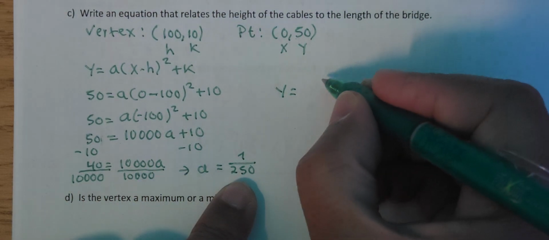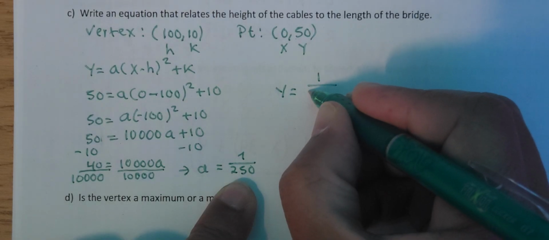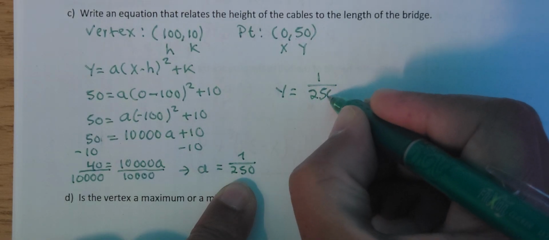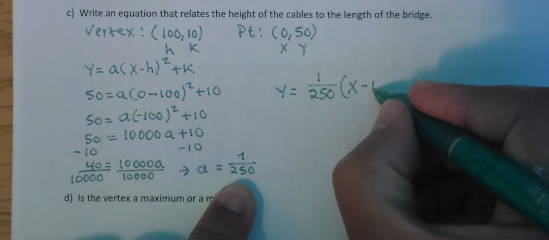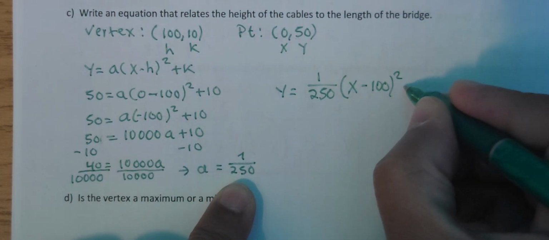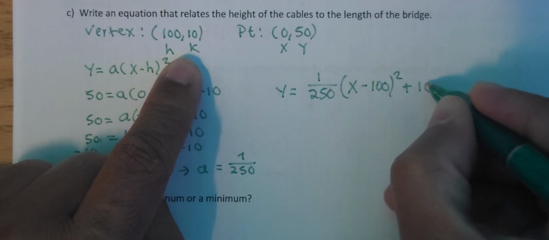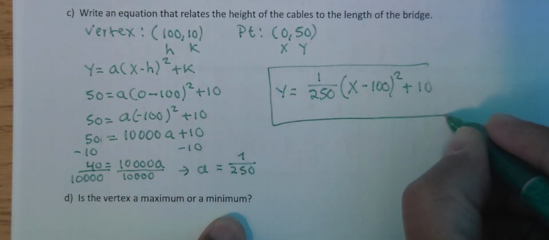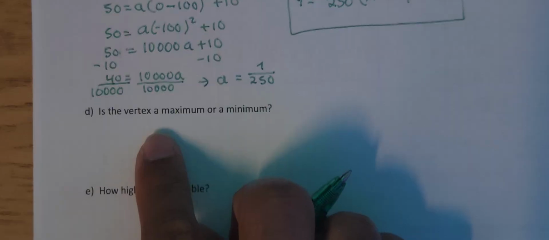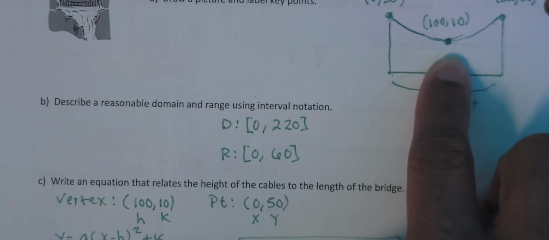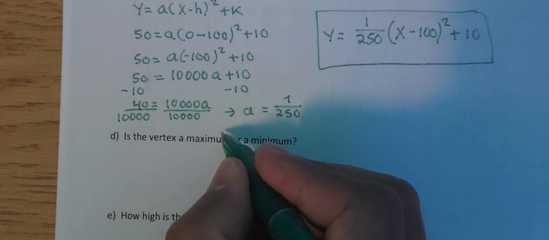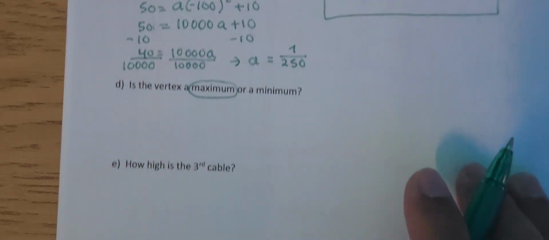Okay, so then the equation for this parabola is y equals, notice this opens up and A is positive, so that should also make sense. There's no negative here, so 1 over 250, that's the A value. H is 100, so x minus 100 squared plus k is 10. So this is the equation for that parabola, okay? Next question is the vertex max or min? Well, this one is a min, right, because it's positive. So I'm just going to circle that it's a minimum.